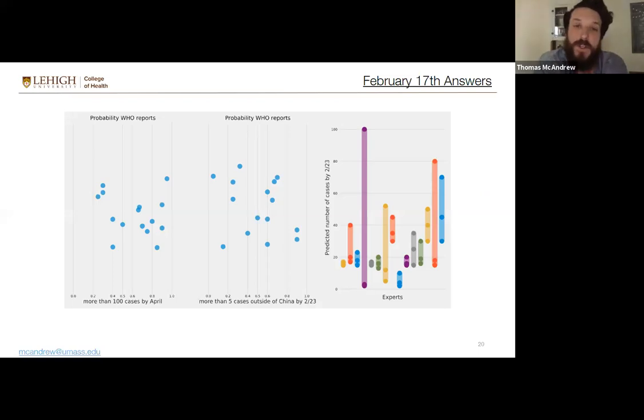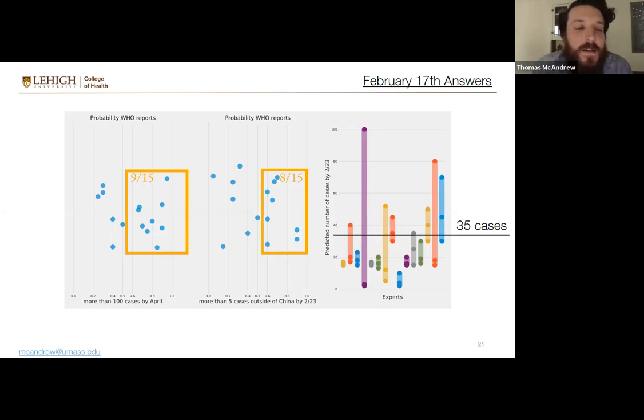So here we have the 3 questions and the results from the experts. Next slide. And here's what they said. 9 out of 15 experts gave more than 50% probability to there being more than 100 cases by April. The next question in the center, whether or not there'll be more than 5 cases outside of China by February 23rd, that was 1 week ahead at the time. 8 out of 15 experts gave more than 50% probability to that event occurring.